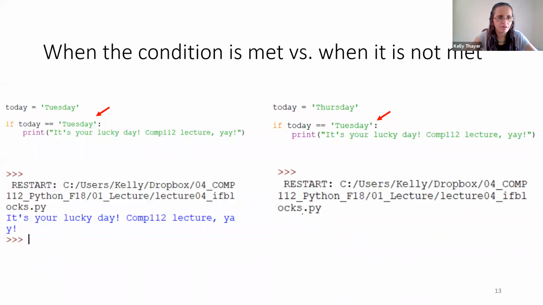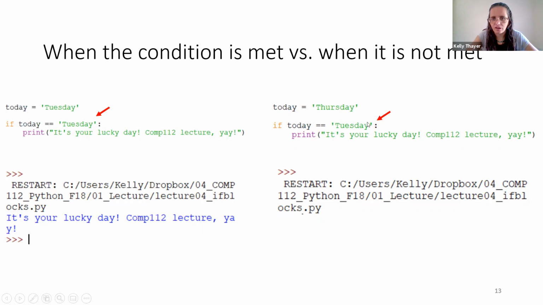All right, welcome back. Here is an example of how we could write a conditional statement. today equals the string "Tuesday." So if today is equal to Tuesday, right? This is going to evaluate whether or not this is true. Then it will print "It's your lucky day. You have a 112 lecture today, yay." In this case, this does in fact evaluate true. And unfortunately, if it's a Thursday, it's not your lucky day to have a lecture, but it is your lucky day to have a lab.